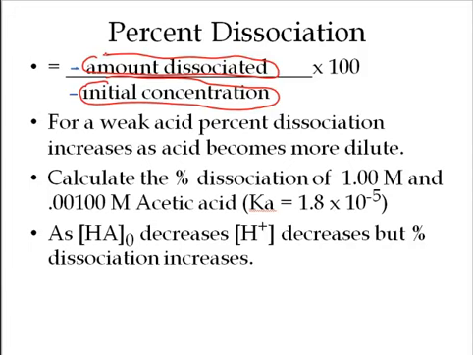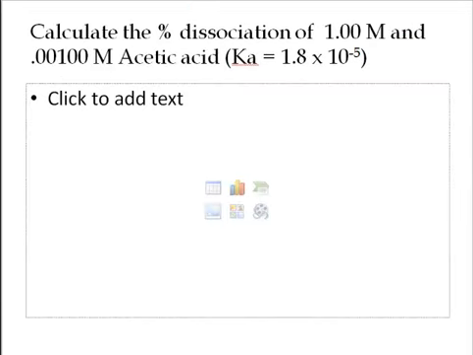And as you know, weak acids dissociate very little. So we're going to think of this number as being probably a small percentage. Now look at this bullet right here. For a weak acid, the percent dissociation increases as the acid becomes more dilute. Now, in order for me to show that, we're going to do this problem where we calculate the percent dissociation of a 1 molar and a 0.001 molar acetic acid. So let me go to another slide and let's start this problem.